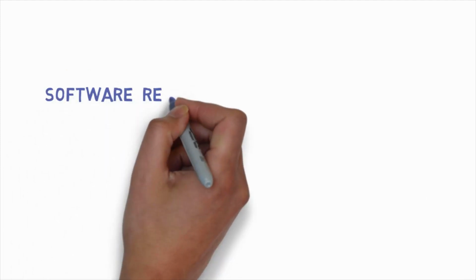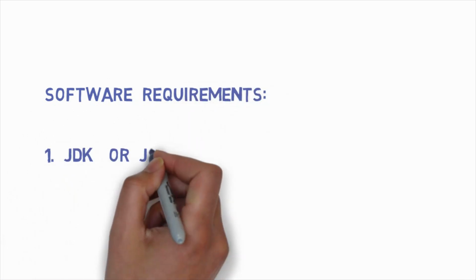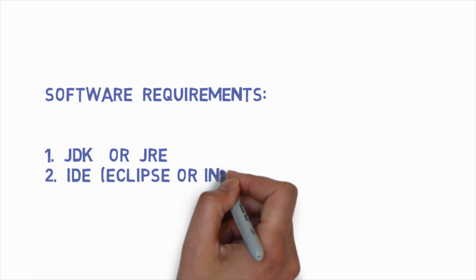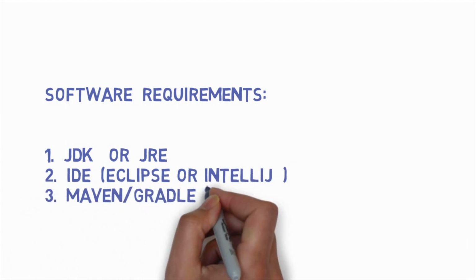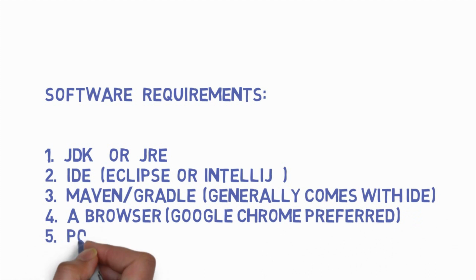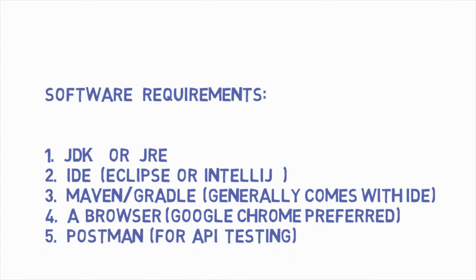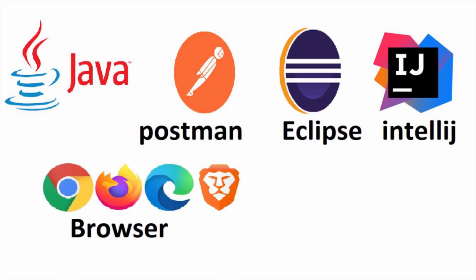Now let us see what software requirements you should have prior to moving forward. You must have Java installed in your system. One IDE, it can be your favorite IDE, but I prefer Eclipse or IntelliJ for this course. Since many people use Eclipse, I am going to use Eclipse for my tutorial. But if you are fine with IntelliJ, there is no issue. IntelliJ is better than Eclipse. Another requirement is Maven or Gradle. Generally it comes with the IDE, so once you install Eclipse, it will come automatically.